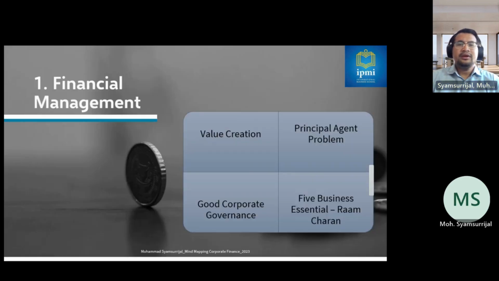discussions. So financial management consists of key elements: value creation, principal agent problems, good corporate governance, and 5 business essentials from the Ramcharan. Financial management is the effective handling of money through planning, organizing, directing, and controlling funds in a corporation or for an individual. Financial management uses ratios, equities, and debt to reach investment goals.